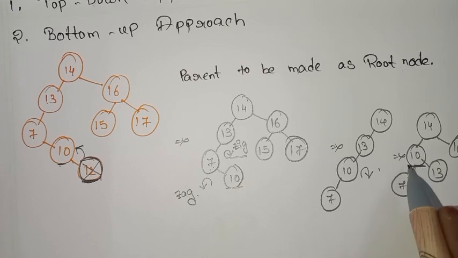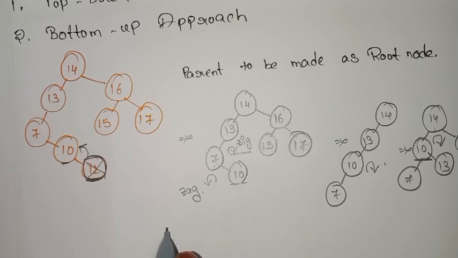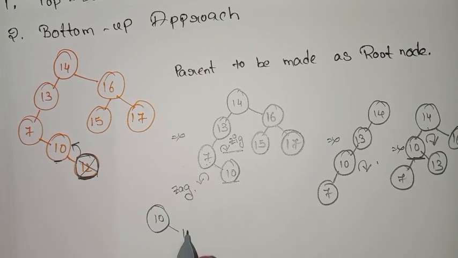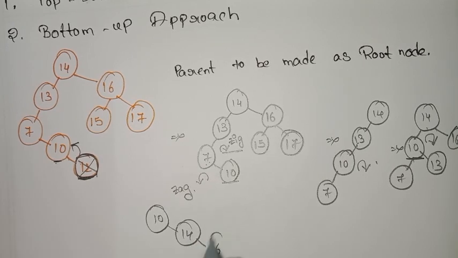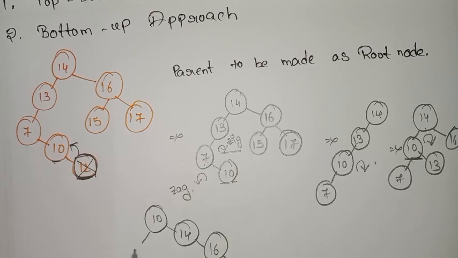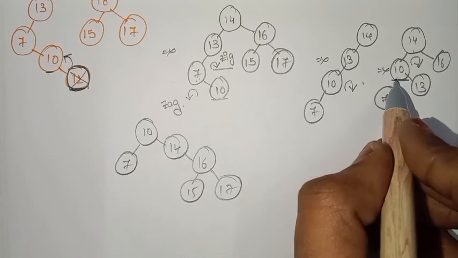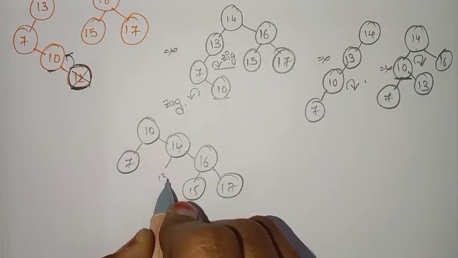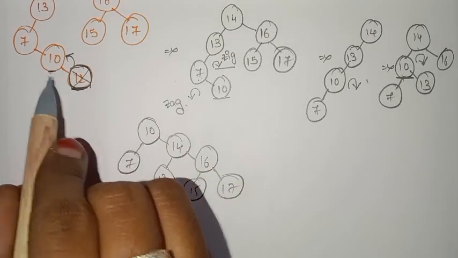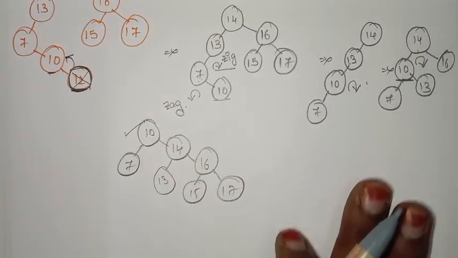10 is here only, but my 10 hasn't become the root yet. What do I need to do? Again I need to do one more rotation, simple rotations. Everything here depends on the rotations only. 10 became root, 14 is the right child, and similarly 7, 15 and 17. And 13, which was the right child of 7, will become the left child of 14. Now our condition has been satisfied because 12's parent is 10. So 10 has become the root. Now 12 is completely deleted.